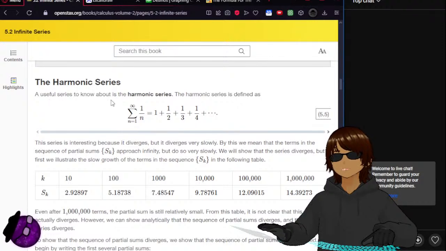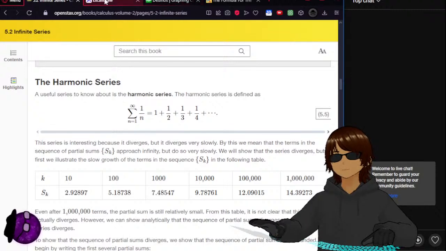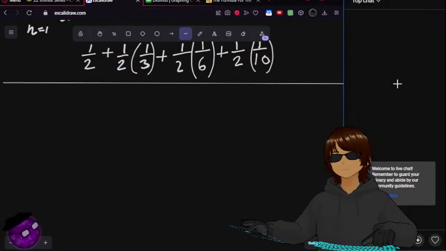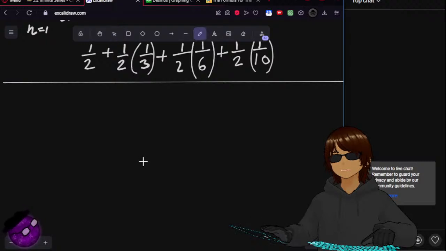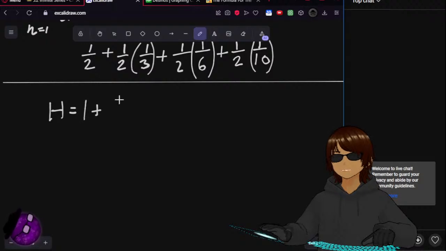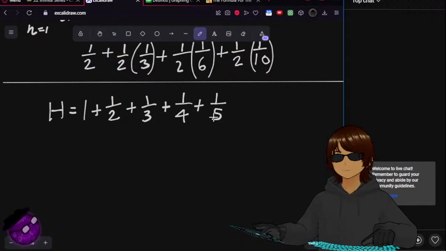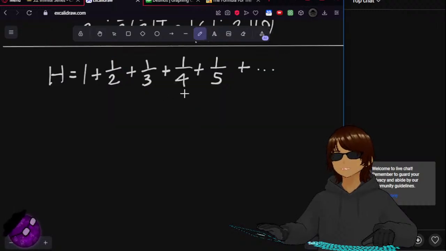A useful series to know about is the harmonic series. I know this one. The harmonic series H is equal to 1 plus half plus 1 over 3, and so on infinitely. It looks like it converges, but it actually diverges.